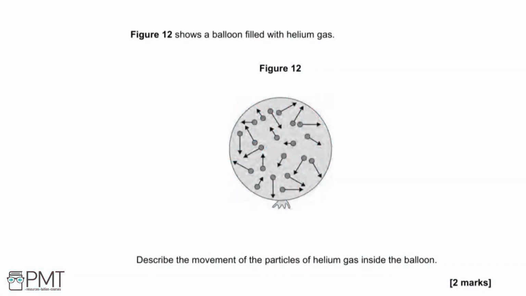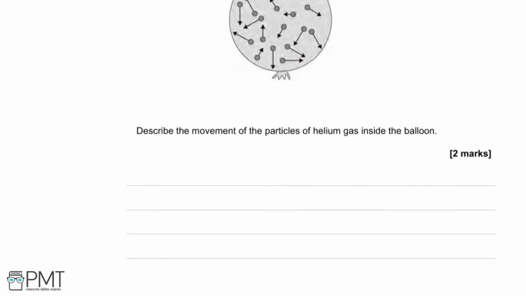Figure 12 shows a balloon filled with helium gas. Describe the movement of particles of helium gas inside the balloon. So this question is asking us to describe the movement of particles in a gas. You might have memorized these properties, but if not, you can use a diagram to help.